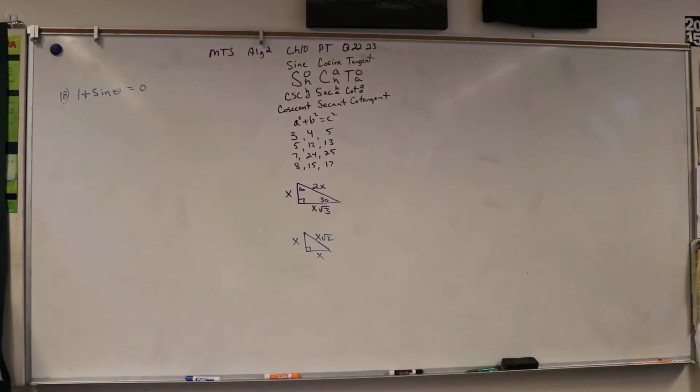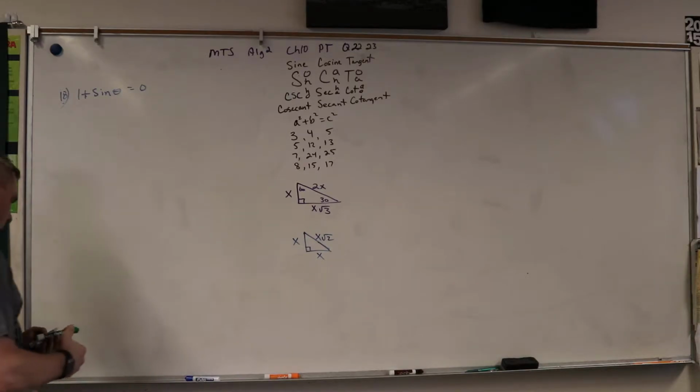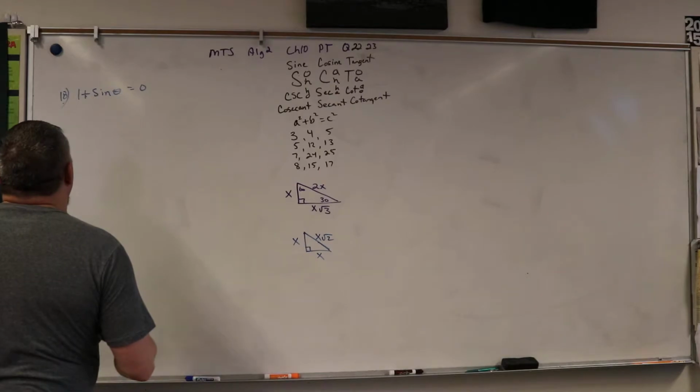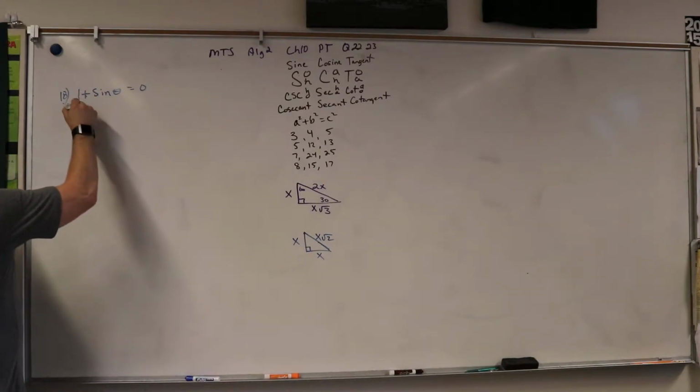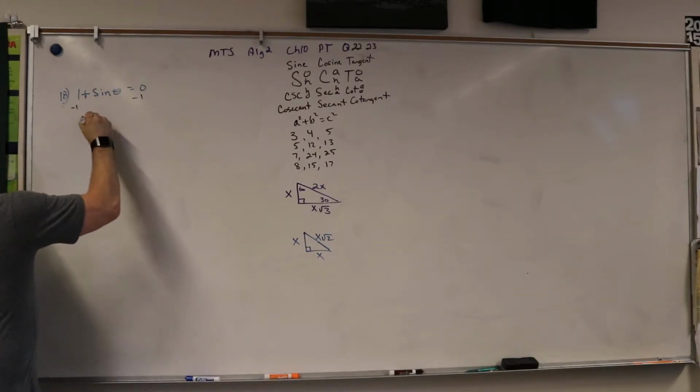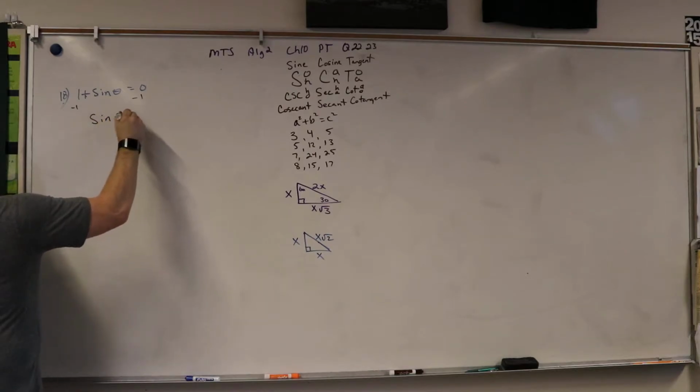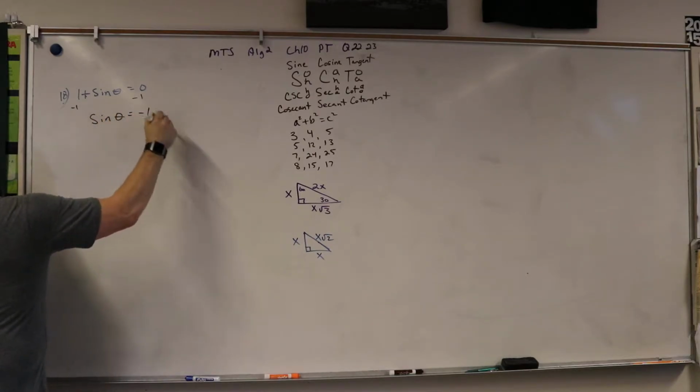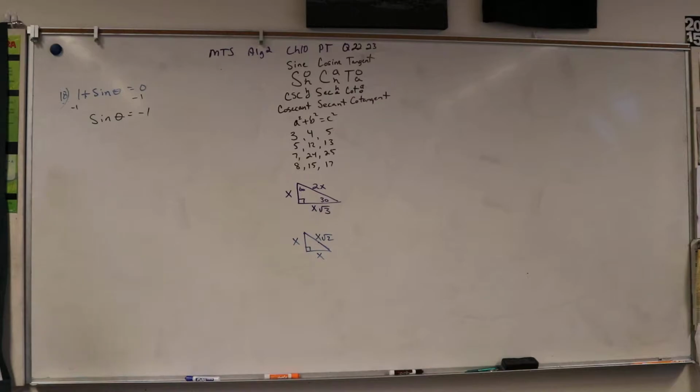Okay, so with 18, we always got to get that sine or tangent, whatever, alone. So the first step here is what? Negative 1. So that means the sine of theta is equal to negative 1. So we got to find a way where the sine of theta is going to be 1.